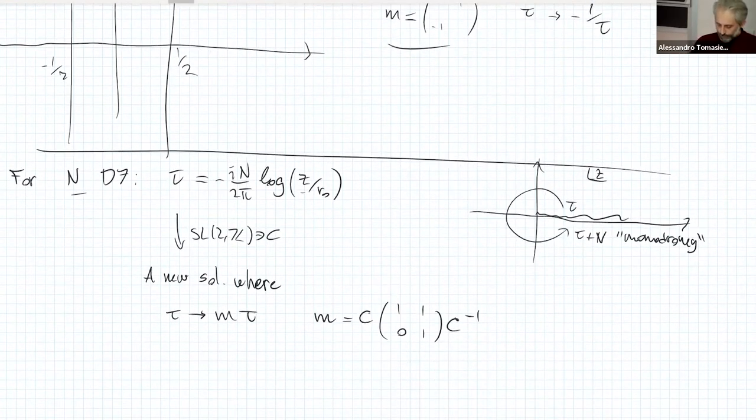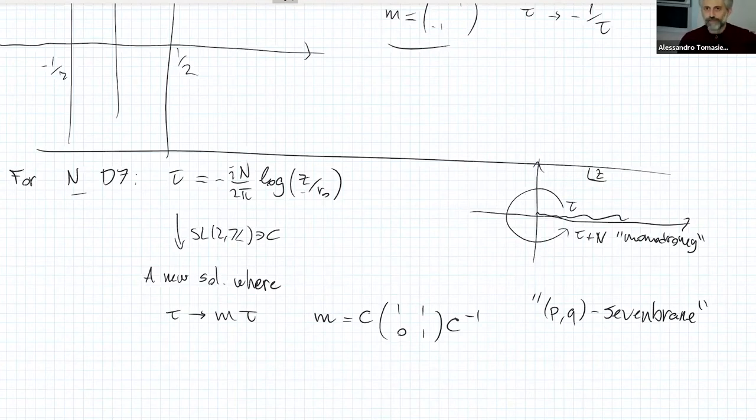So in general, since it can be parametrized with two integers, such a solution would be called the PQ brane, PQ7 brane. One doesn't want to call it the PQD7 because, well, it doesn't have a fundamental definition. Now the dilaton in general will be large everywhere in the solution. But by analogy with the D7, it's called the D7 brane.